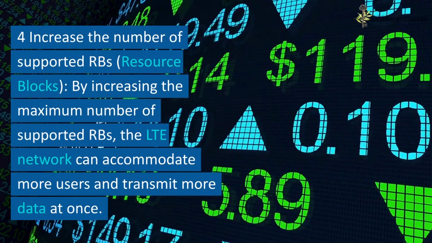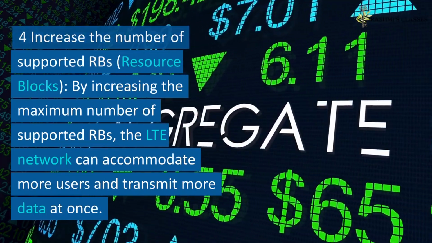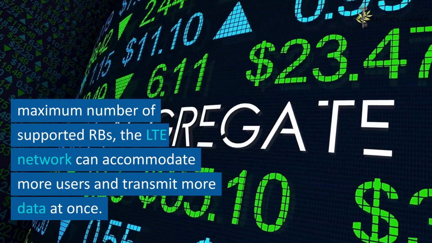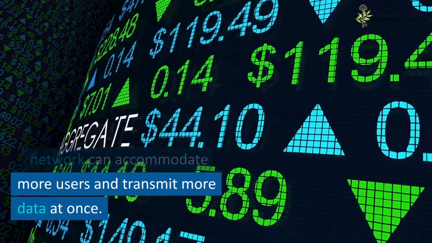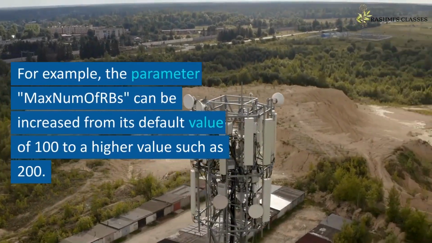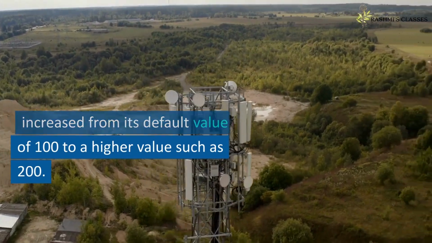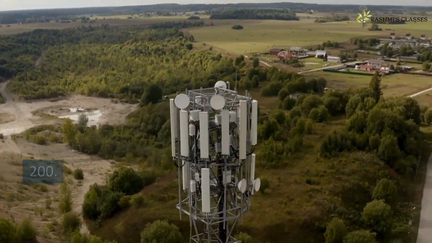4. Increase the number of supported RBs, resource blocks. By increasing the maximum number of supported RBs, the LTE network can accommodate more users and transmit more data at once. For example, the parameter max num of RBs can be increased from its default value of 100 to a higher value such as 200.